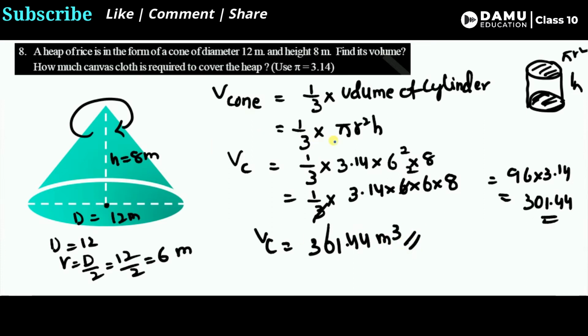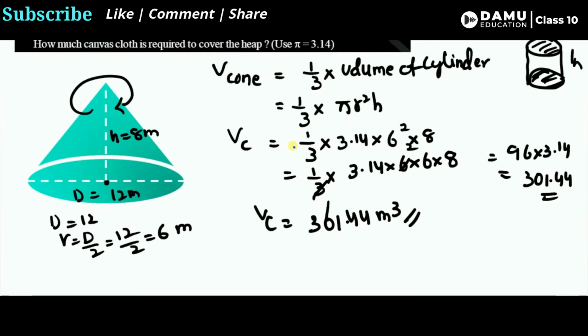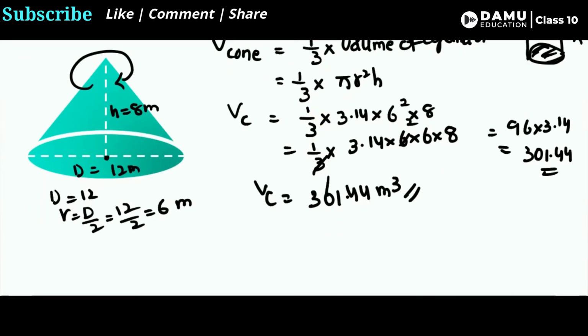Let's take this one. How much cloth is required? So here we need to find the slant height. What is the slant height? Slant height means from this edge, this is the slant height. Here it is making 90 degrees. This is the radius, this is the height. So for slant height L, from the Pythagoras theorem, hypotenuse square will be equal to the sum of the squares of the remaining sides.